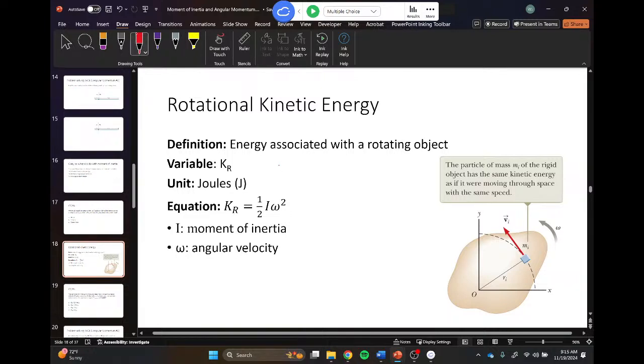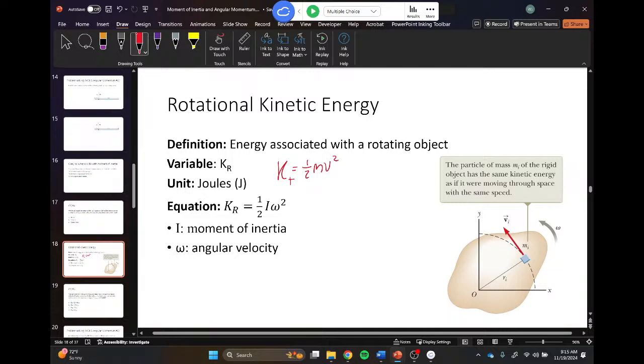Remember, K is 1/2 mv squared. Now we have two different kinetic energies: a linear, or translational, kinetic energy, and a rotational one. They look very similar because I just replaces m, and angular velocity just replaces velocity. This is the equation that tells you how much energy is stored in a rotating object. The bigger the moment of inertia, the more energy is stored. The faster it's spinning, the more energy is stored.